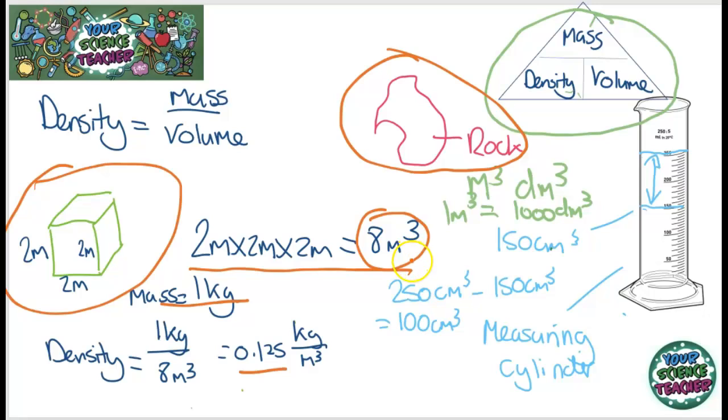Well, you can use something called a eureka can. A eureka can is where you place the rock in water, and the volume of water overspills when you put that rock in, and you can collect that water in a measuring cylinder. Also, you could just place the rock into a measuring cylinder if it does fit, and you will notice the volume of water goes up. That's because the volume of water displaced is equal to the volume of an object.